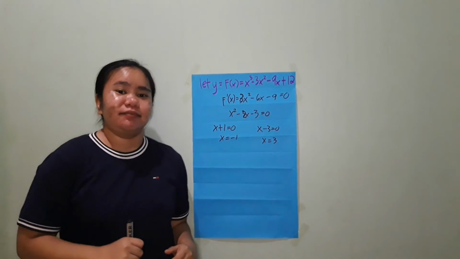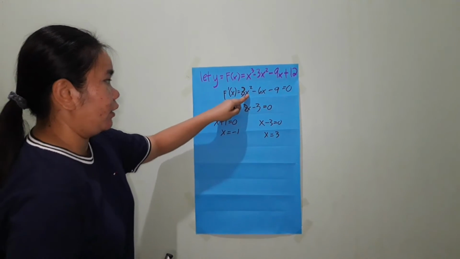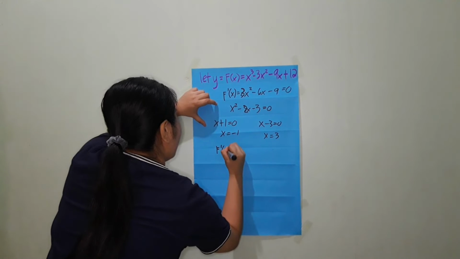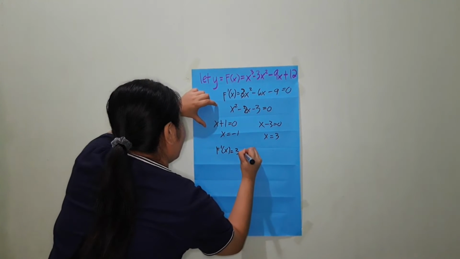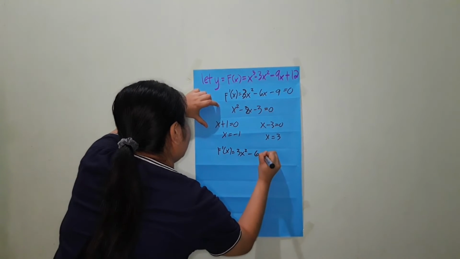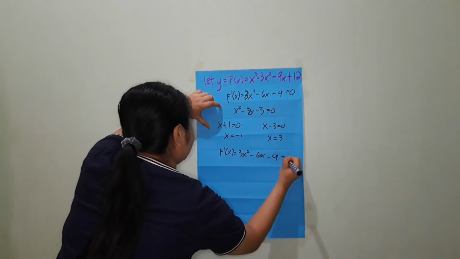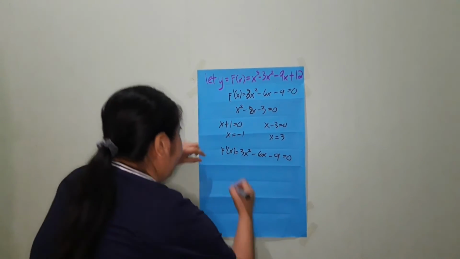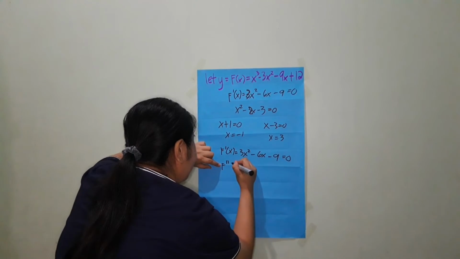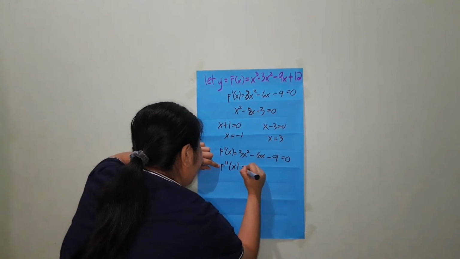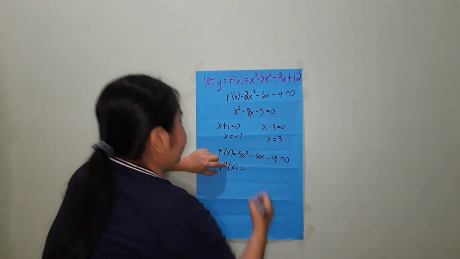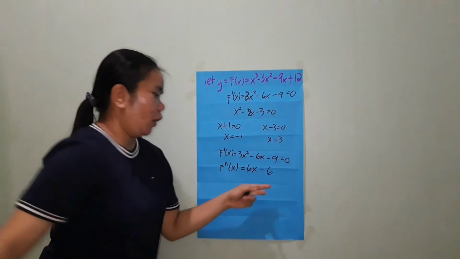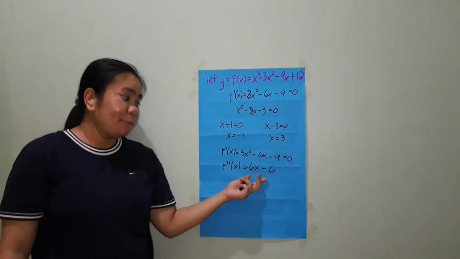Then, after that, babalik tayo sa giderive natin, which is f prime of x is equal to 3x squared minus 6x minus 9 is equal to 0. So, i-derive natin siya ulit. So, magiging f second derivative of x is equal to 6x minus 6. So, ito na lang ang matitira sa ating formula.